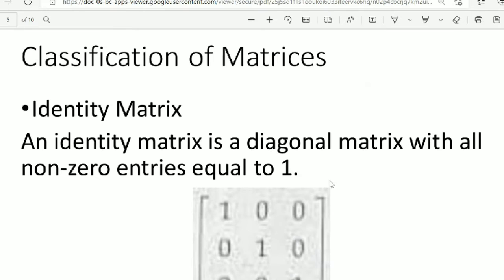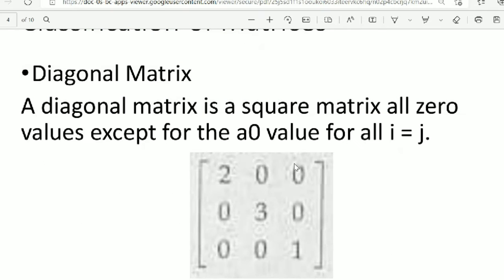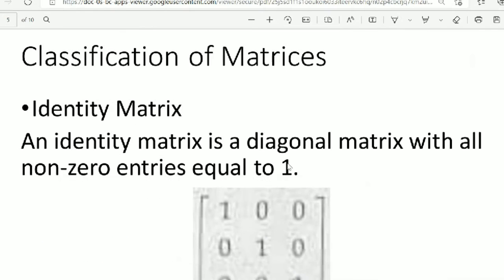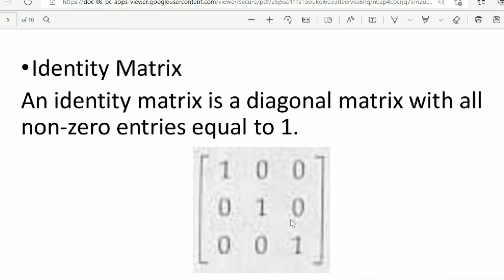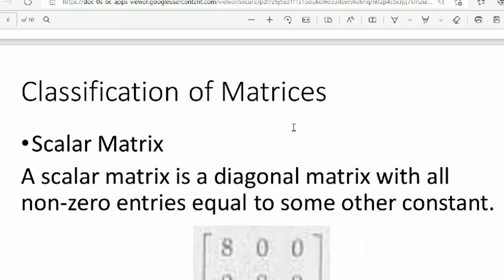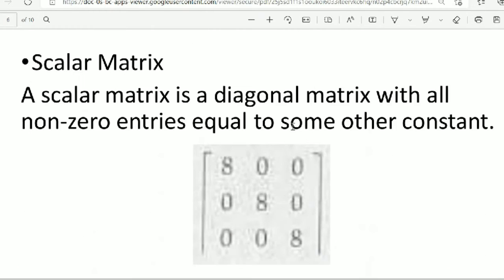Then we have the identity matrix. It resembles a diagonal matrix except that the diagonal values are all equal to 1. An identity matrix is a diagonal matrix with all non-zero entries equal to 1. Also, we have a scalar matrix. A scalar matrix is a diagonal matrix with all non-zero entries equal to some other constant. So for this example, it could be 8, it could be 7. So that is considered a scalar matrix.